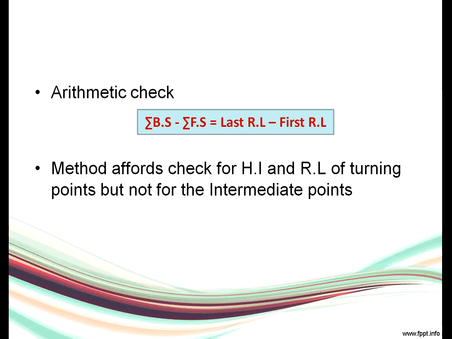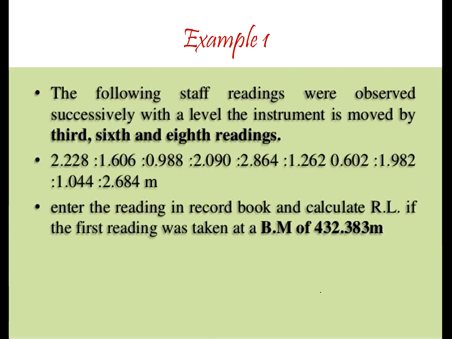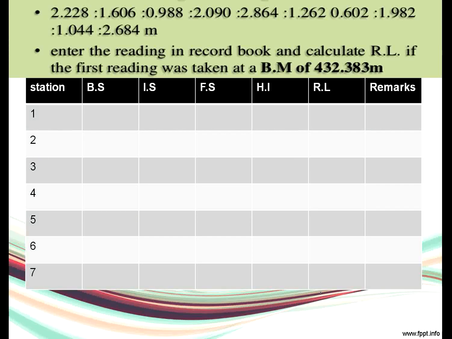Now you will be clear by doing a numerical. So let us move on to one numerical. By solving this, you will be understanding this height of instrument method. It is given: the following staff readings were observed successively with a level, and this leveling instrument is moved by the third, sixth and eighth readings. So note down, the instrument is shifted at the third, sixth and eighth readings. Okay, and a set of values is given. Then you have to enter these readings in a record book and calculate the RL of all these stations. And it is also given the benchmark of the first reading is 432.383 meter. So hope you have noted down this question. Let us solve this question.